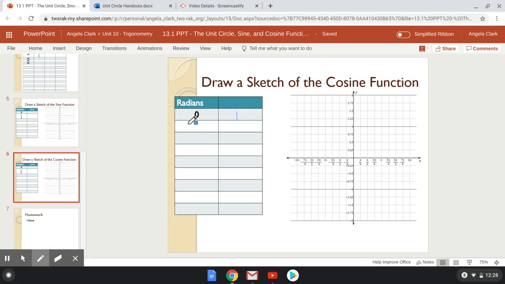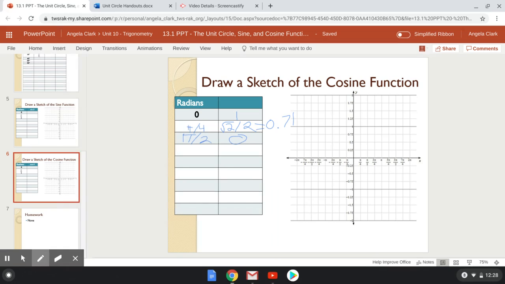Then at pi over 4, cosine is going to be the square root of 2 over 2. Remember, sine and cosine of pi over 4 are the same. So again, this is 0.71, just like it was in the sine video. Okay, so then pi over 2 is going to be your positive y-axis. So x is going to be 0, so cosine is going to be 0.